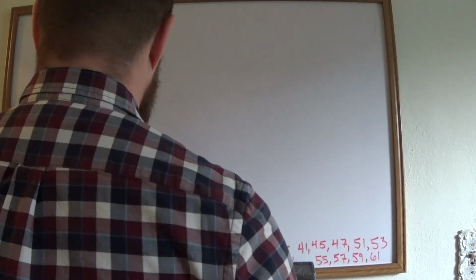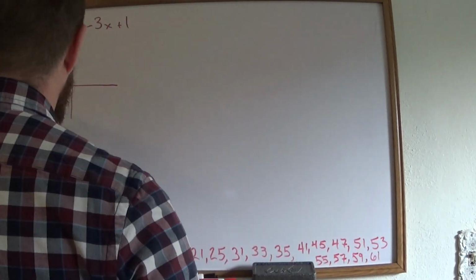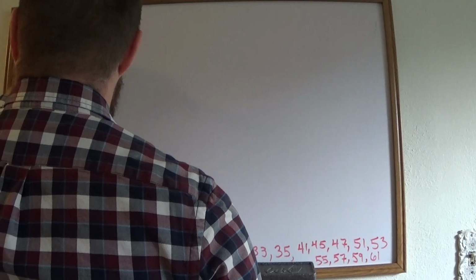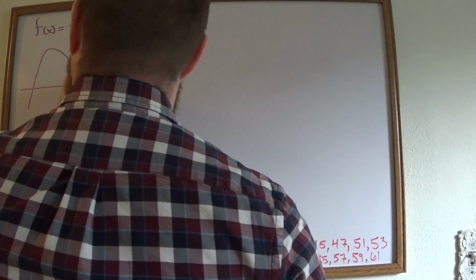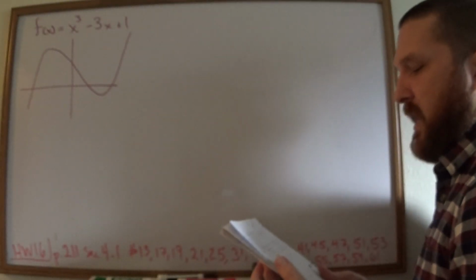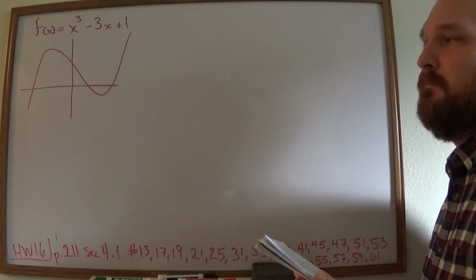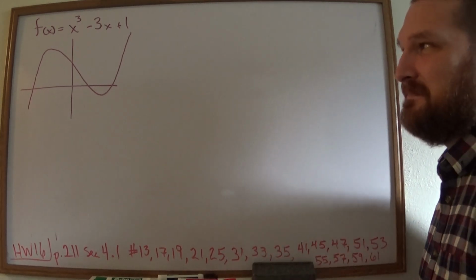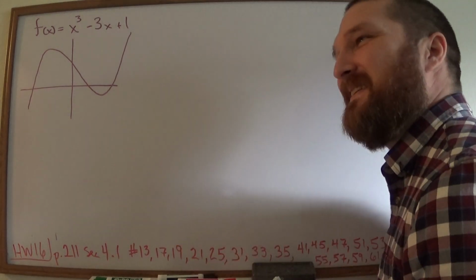So if you graph this guy, it looks like this. And so we want to find the local max and the local min. How do you think I do that? Take the derivative. Yes, set it equal to zero. There you go.